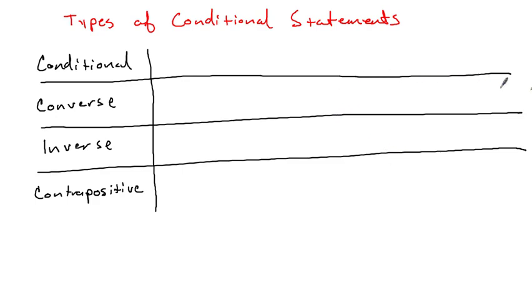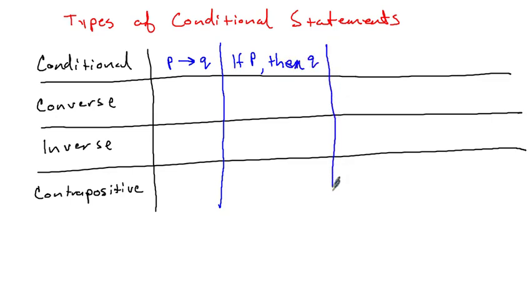All right, so with these statements, the conditional statement goes if P, then Q. So we literally, when we read that, we say if P, then Q. The converse is sometimes considered to be the opposite of the conditional statement. It says if Q, then P, and that's how we read it.